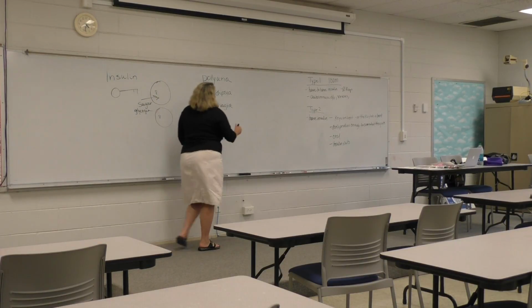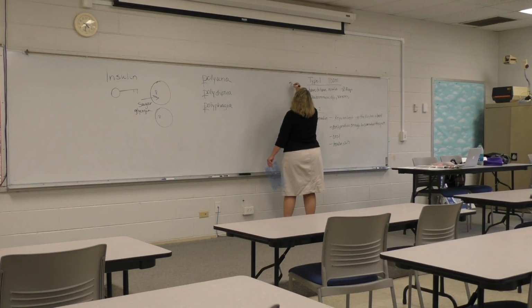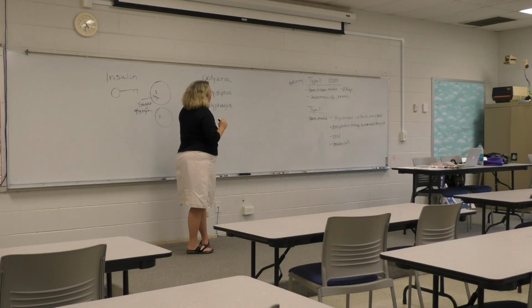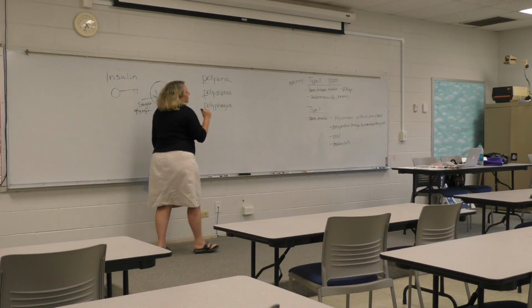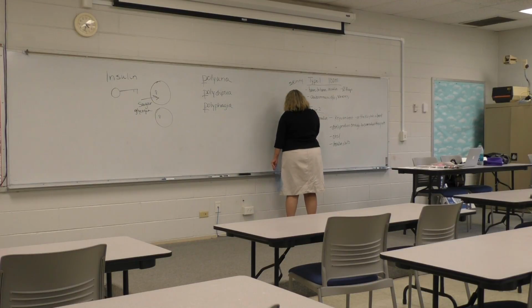Now, with type 1, they'll be skinny. Hungry all the time, peeing all the time, drinking all the time, drinking water. But they'll be skinny. Now the type 2, what do they look like? They're usually overweight. Typically overweight.